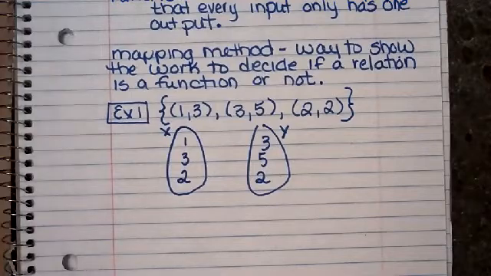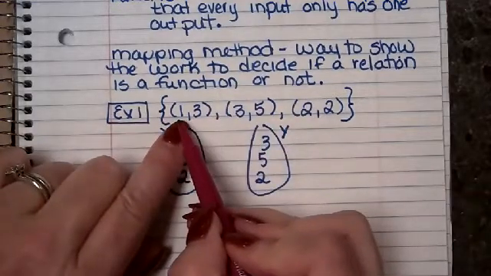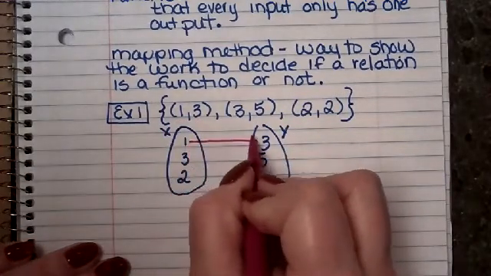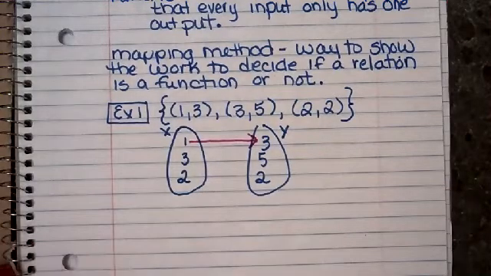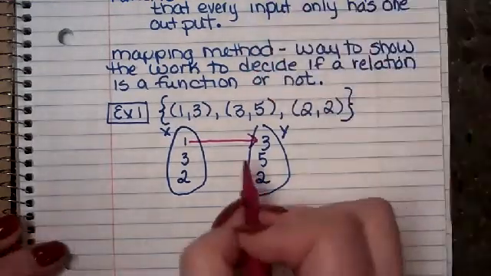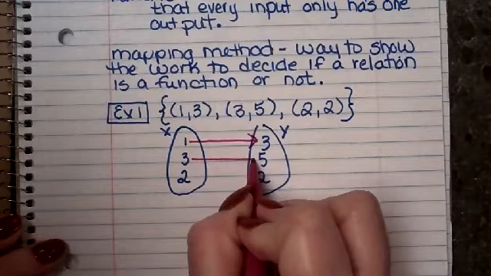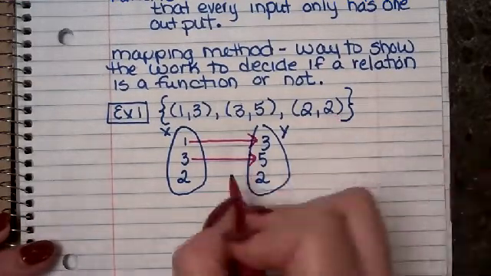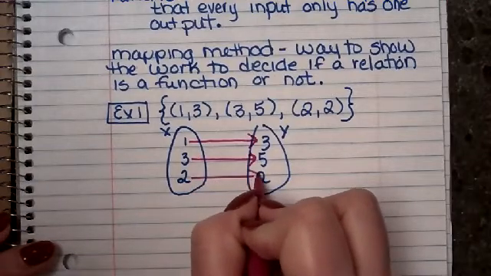Now, the next part of the mapping method is that you connect using an arrow every input with its output. Now look right here. 1 and 3 is an ordered pair. So I'm going to take an arrow and go straight over, and put an arrow right there going to 3. In this middle point, 3 goes to 5. So I'm going to do just like that. And then on this one right here, 2, 2, that means 2 is going to go with 2.